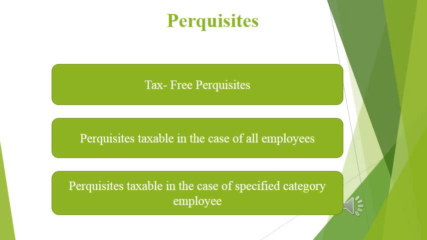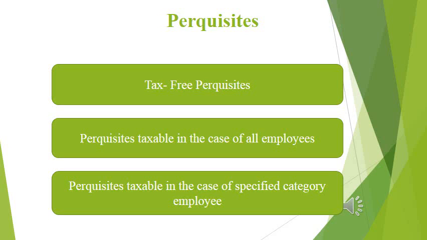Now we move to the next area, that is different types of perquisites. We have 3 types of perquisites, just as in the case of allowances. In the case of allowances, we have 3 types: fully taxable allowance, fully tax-free allowance, and partly taxable allowance. As in the case of allowances, we have 3 cases of perquisites. First one, that is fully tax-free perquisites. Whatever the amount paid by an employer to an employee as perquisites, the entire amount is tax-free. No need of payment of tax for this amount which is received as perquisites.